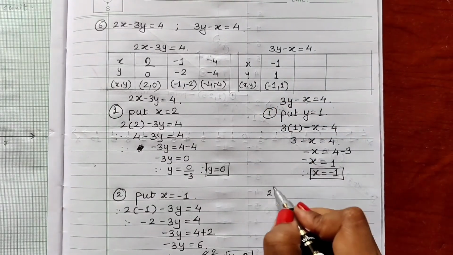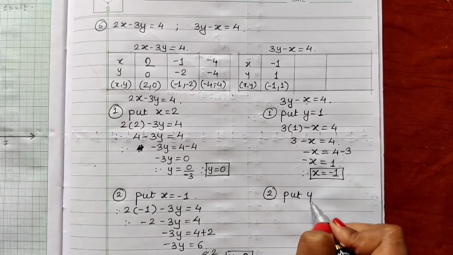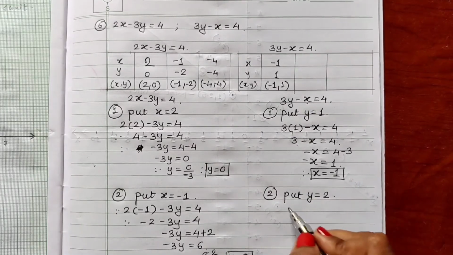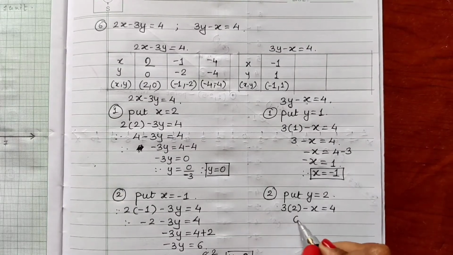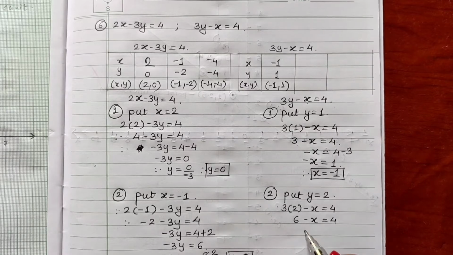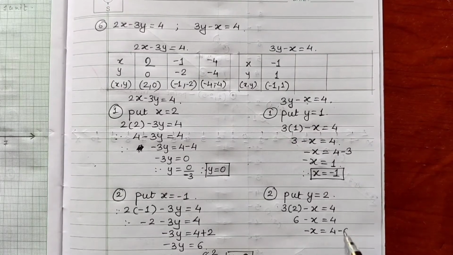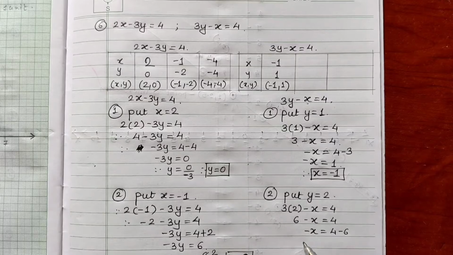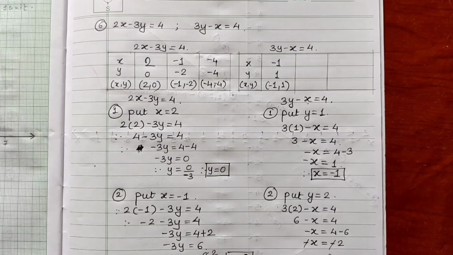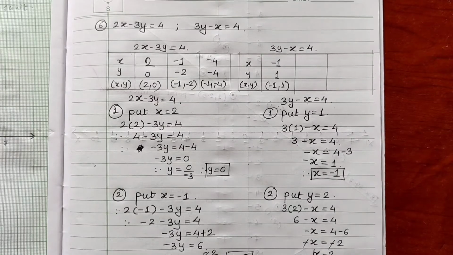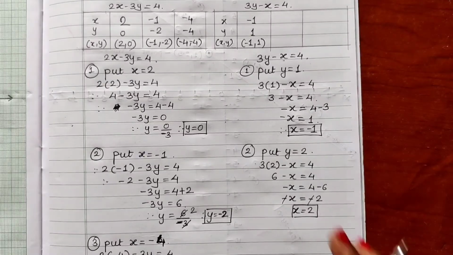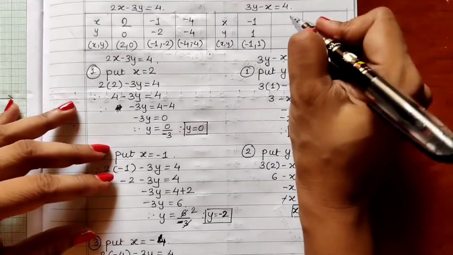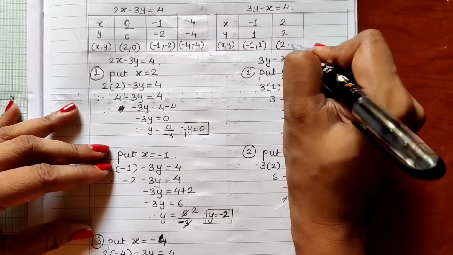Now let us put the second value for y. Put y is equal to 2. 3 into 2 minus x is equal to 4. 3 2s are 6, minus x is equal to 4. Minus x is equal to 4 minus 6, plus 6 will become minus 6. Minus x is equal to minus 2. 4 minus 6 is minus 2. Cancel the minus sign on both sides. X is equal to 2 we get. So for y equal to 2, x is also 2. Coordinates are 2, 2.